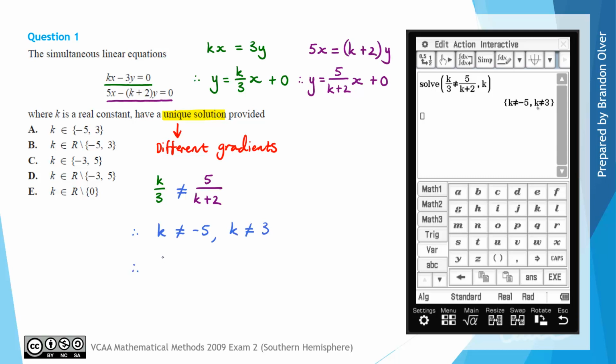Now another way to write that is that k could be any real number excluding those two values. So with a backslash and the curly brackets, we just list negative 5 and 3 in there. And that's another way of representing that answer, which means that B, looking through our options, is the correct answer.